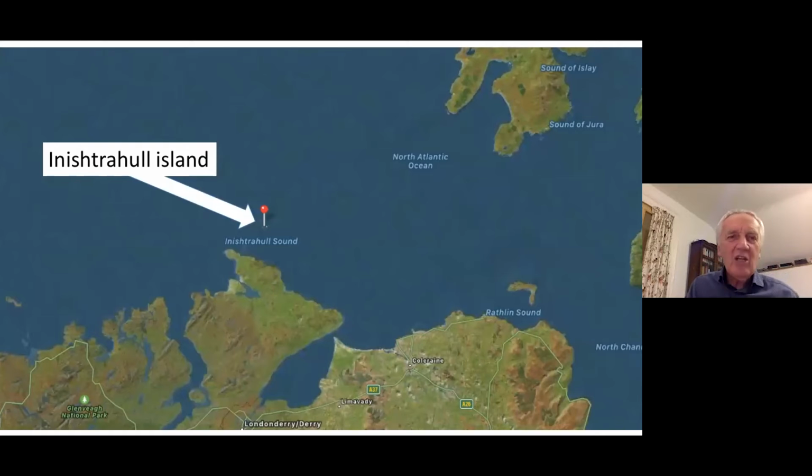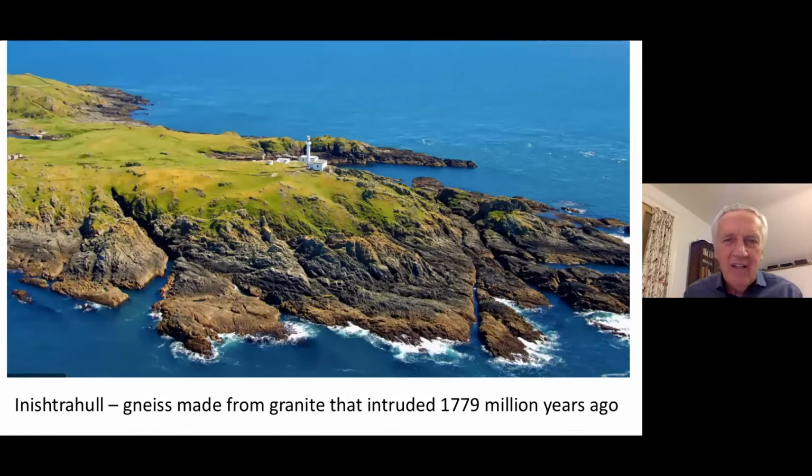And on that last topic, that we go back to Ireland, up here, the island of Innistrahull off the Malin Head. And Innistrahull is made of gneiss that's been made from granite. It's the oldest rock in Ireland. I thought you'd be interested to know that. There's a photograph of it, made from granite, and this granite was intruded 1,779 million years ago with an error of 3 million years, so I'm told. So these are the oldest rocks in Ireland then.